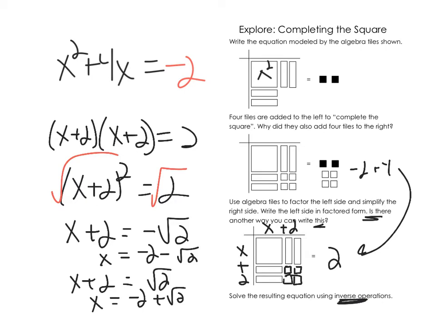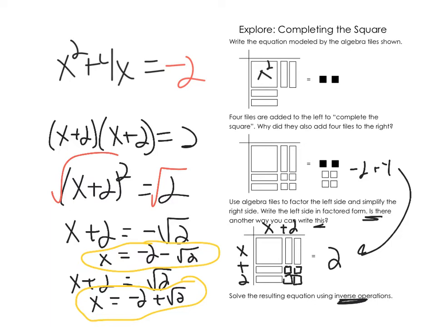And there's some decimal form, right? We don't really know what those decimal forms are without using a calculator. But these are my two solutions, and they aren't nice, neat numbers. I could not have factored those. I could not have factored them. So that tells me that they're decimal numbers.